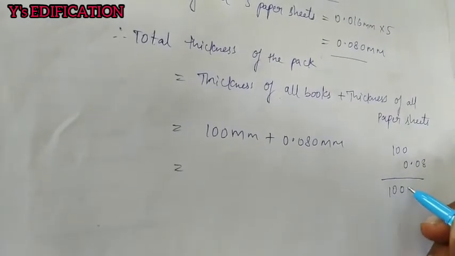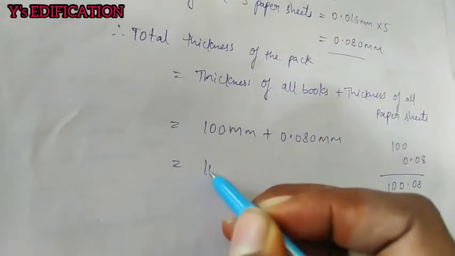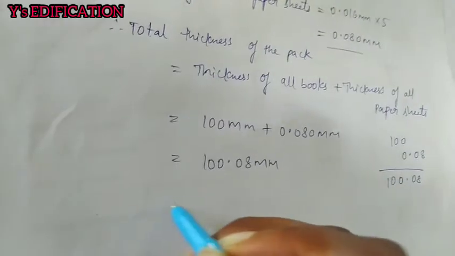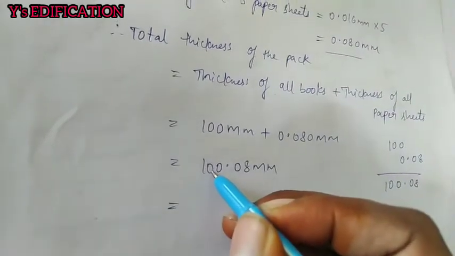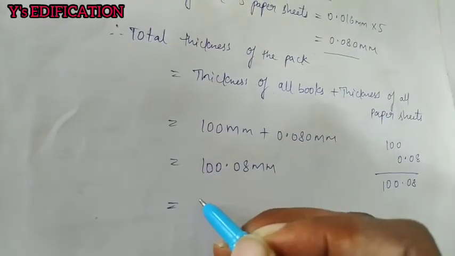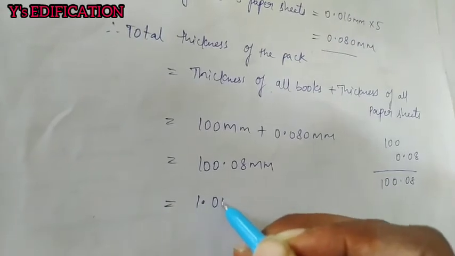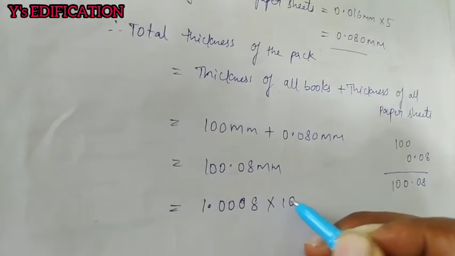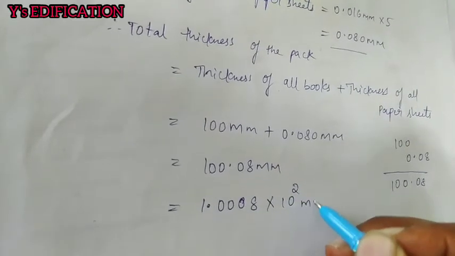So 0.08. So we got 100.08 mm. So I want this in a very small digit. So I am going to change these two also after the decimal. So it will become 1.0008 into 10 power 2 mm.